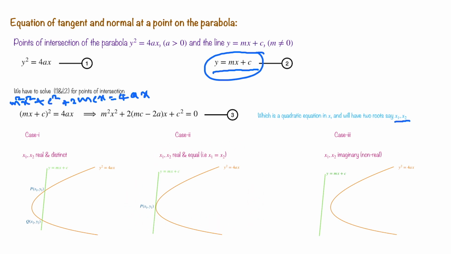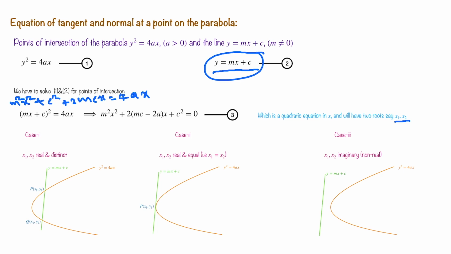Here, when x1, x2 are real and equal, we have only one point of intersection. In this case, this line is tangent to the parabola y squared equals 4ax at the point (x1, y1). This point (x1, y1) is called the point of contact. Now the question is, what should be the condition on the line so that the line y equals mx plus c will be a tangent to the parabola y squared equals 4ax?